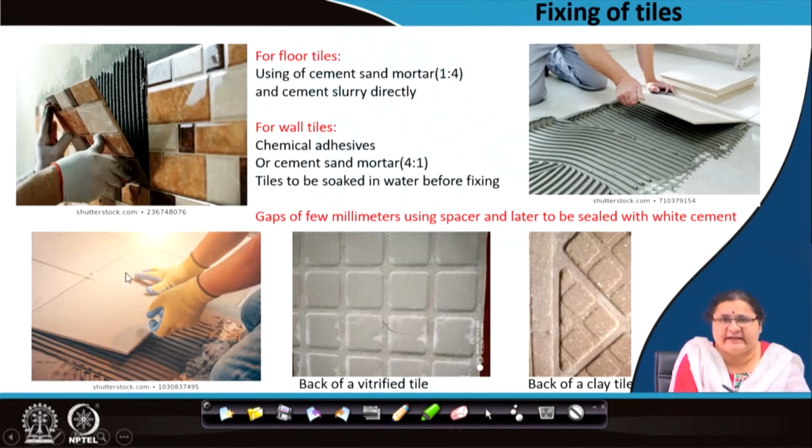How to fill in the gaps? Eventually there will be a large number of gaps created through which water can go and actually loosen the tile. So, you have to seal it with white cement. These tiles are spaced by means of spacers. 2 to 3 millimeter spaces are there, to allow for any kind of expansion, otherwise it will lead to cracks. So, every item has its particular or typical workmanship.